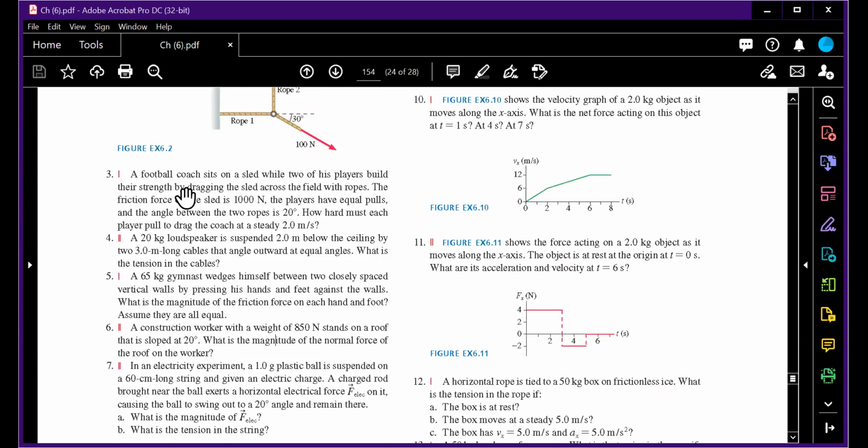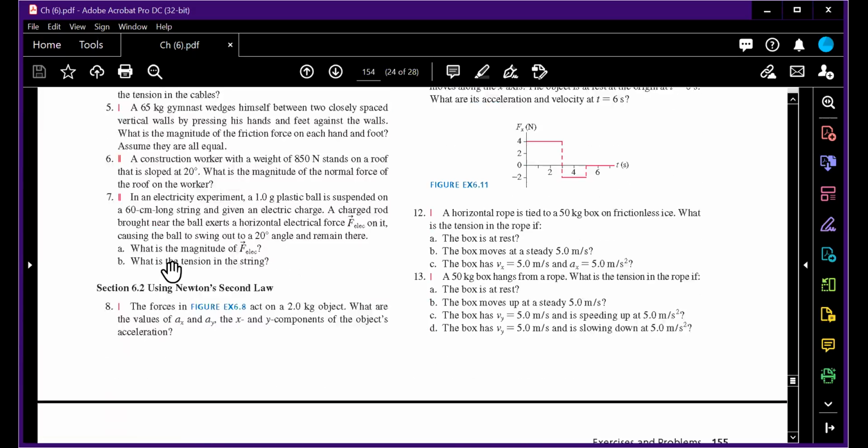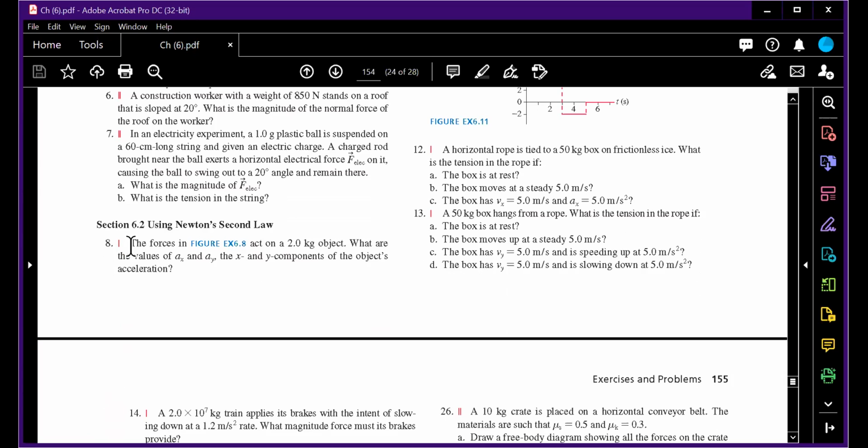Let's go back to the book. So yeah, the rest of these 6.1 equilibrium problems, they're all helpful to work out. The Newton's second law problems are where we're going to have an unbalanced result.